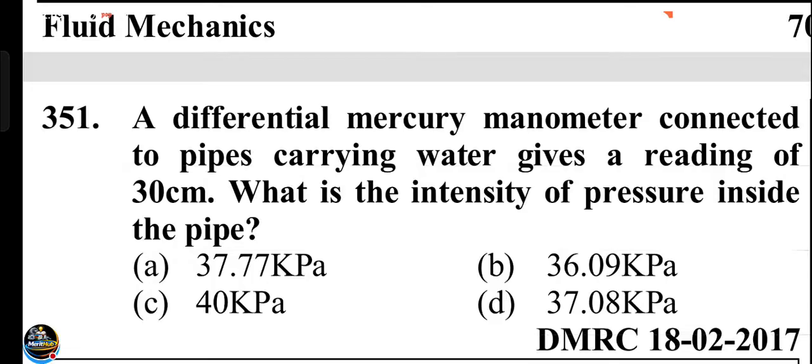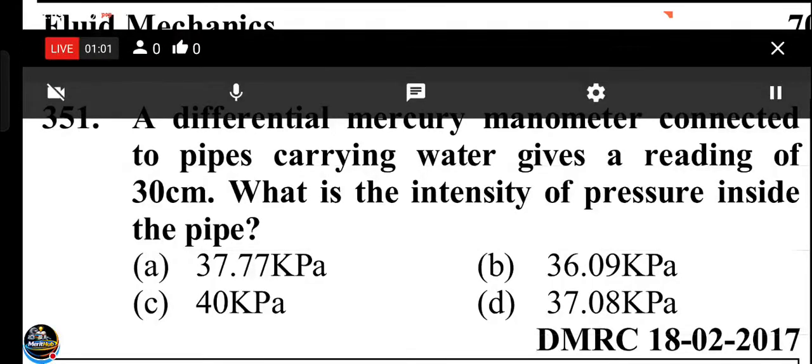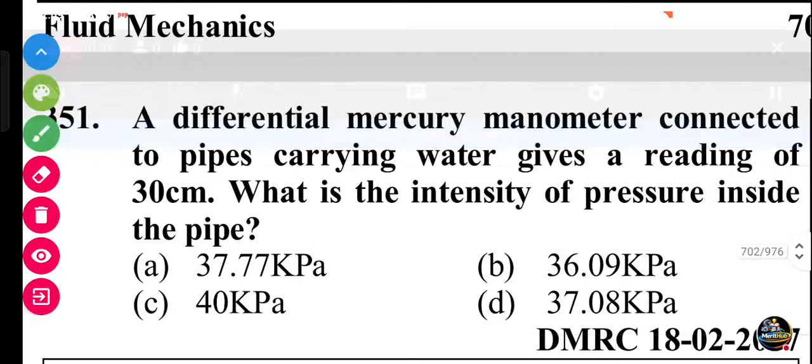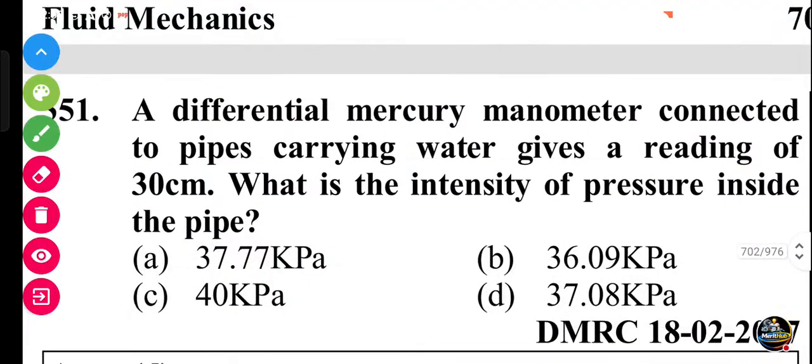Okay, the differential mercury. One minute, I need a pen. Okay, sorry for waiting. Let's start.